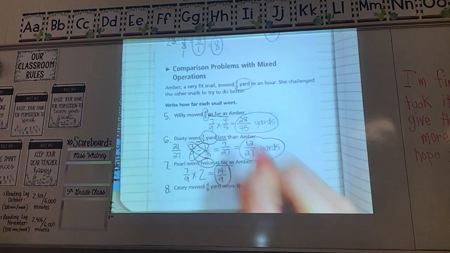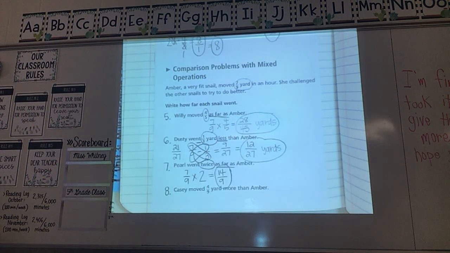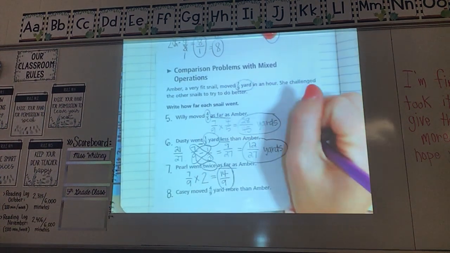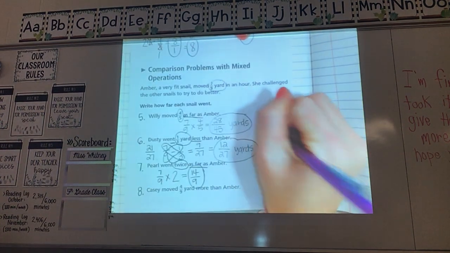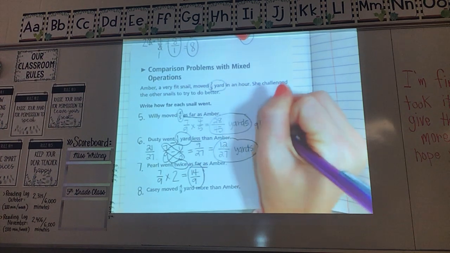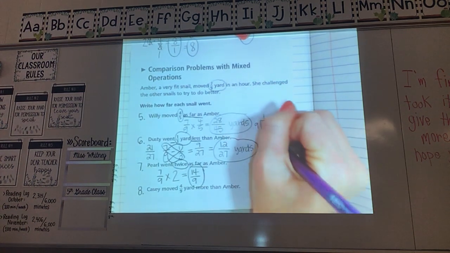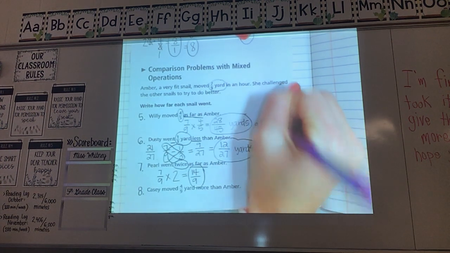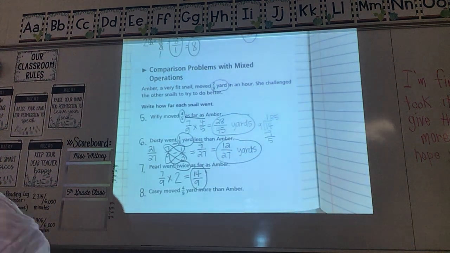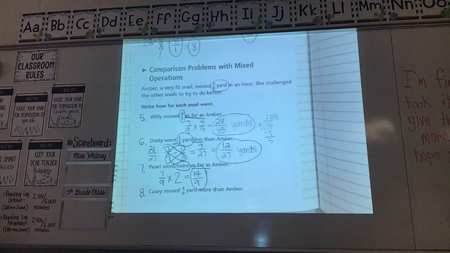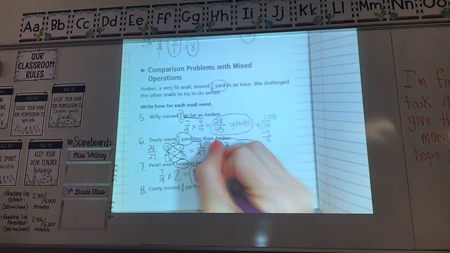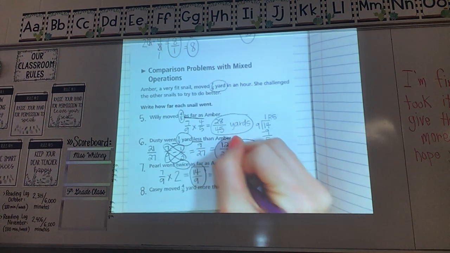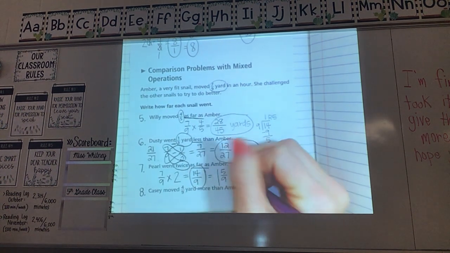I'm circling my answer, but am I done with that answer? No, it's an improper fraction. How do I fix an improper fraction? I divide. 14 divided by 9. 9 will go in there 1 time. That is 9. When I subtract that, I get a 5. So 1 remainder 5. I'm going to turn that into a mixed number. What would 1 remainder 5 look like as a mixed number? It would be 1 5/9 yards.